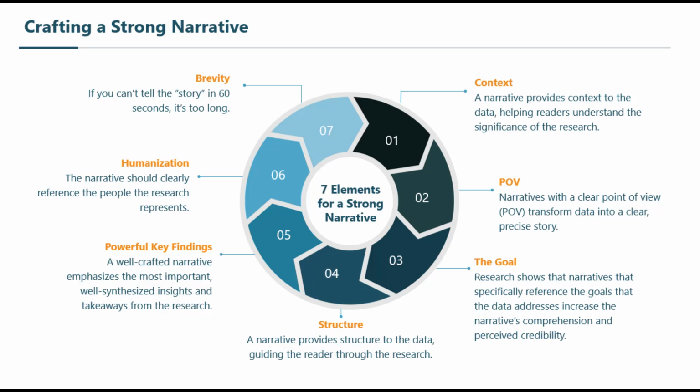The foundation of visual storytelling is a clear narrative, what some people call storytelling. In the course, we teach 7 elements that support a strong narrative: context, point of view, a clear goal, structure, powerful key findings, humanization, and brevity. When these elements are in place, everything else flows more naturally. And this isn't just our opinion, it's based on research from multiple sources on effective communication.